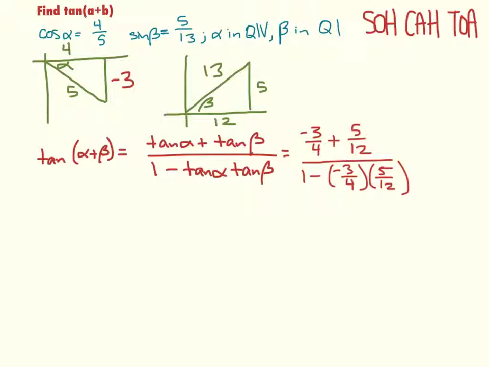Alright, so we're going to have to find some common denominators. What's the common denominator between 3/4 and 5/12? 12. So, to get to 12, I'm going to have to multiply this first fraction by 3 over 3. So that's negative 9 over 12 plus 5 over 12. All divided by 1 minus, or actually we have 1 minus this negative, so this is going to turn into 1 plus. Multiply the numerators, multiply the denominators.